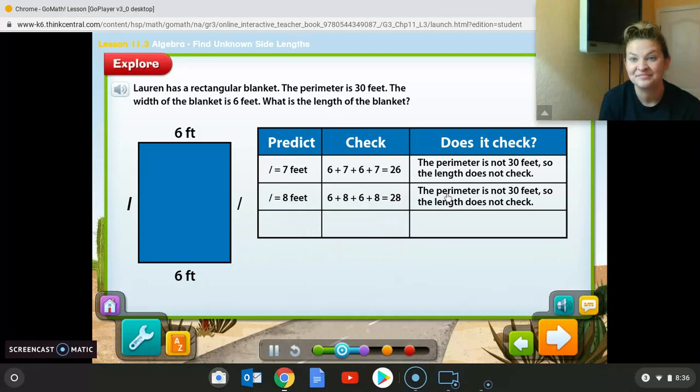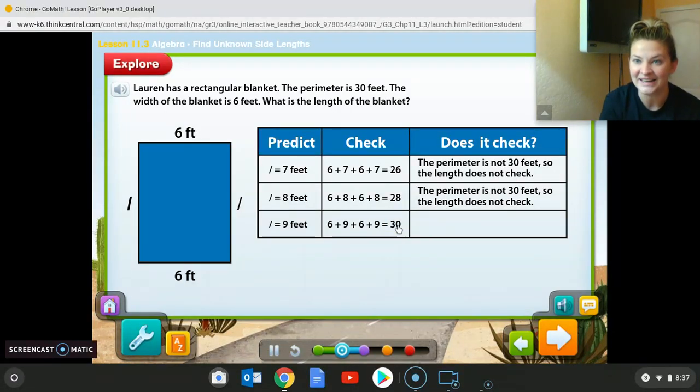It's not working. All right, let's try again. We did 7. We did 8. What about 9? So remember, to find perimeter, I take all my side lengths and I add them together. So 6 plus 6 plus 9 plus 9. So 6 plus 6 is 12. 9 plus 9 is 18. What happens when we add 12 and 18 together? That's right. We get 30.